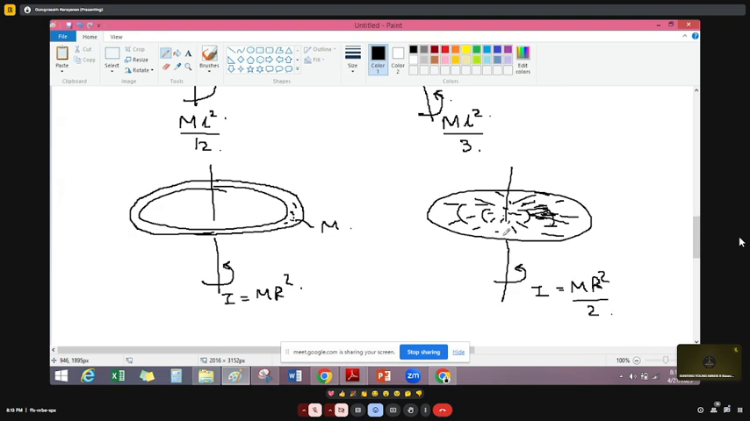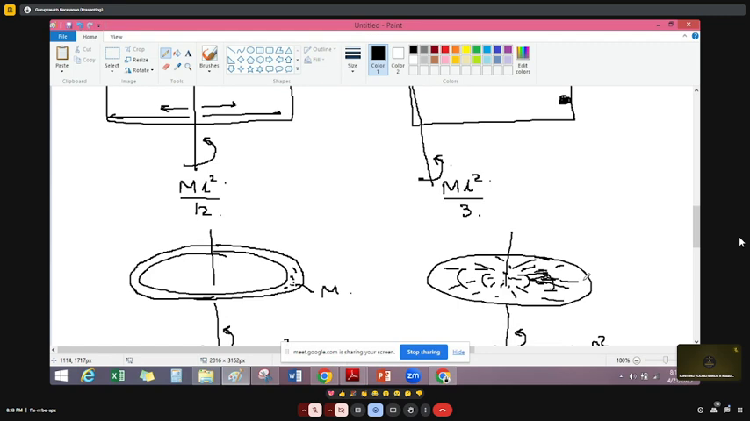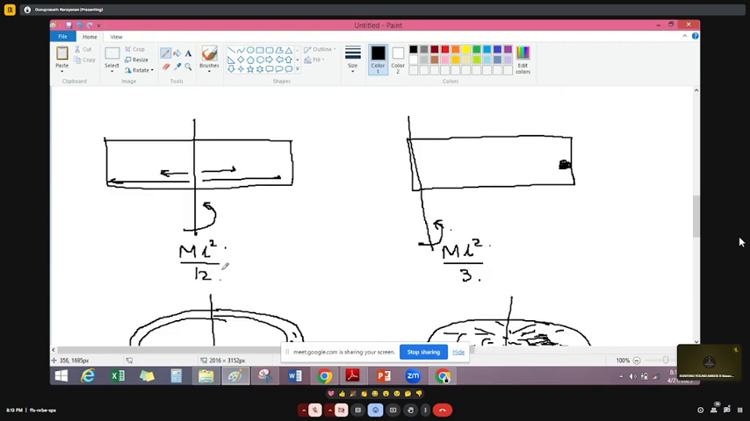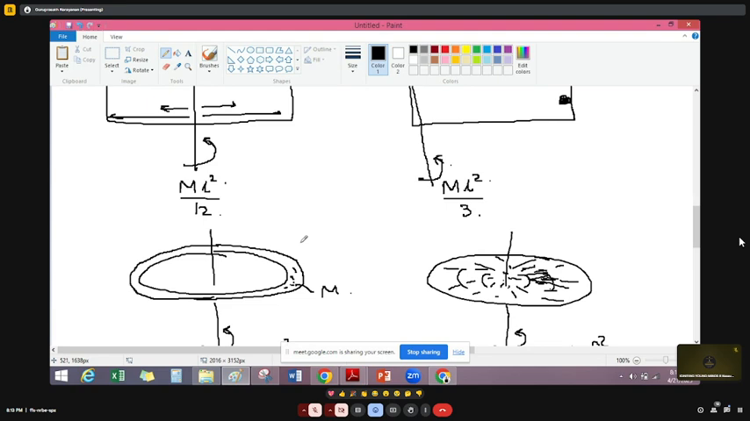Okay, so you should understand that ring is higher, disk is lower because mass is distributed closer to the axis. So if you understand this logic and study, you will not make mistakes or interchange the formulas. Very often students will get confused whether it's ml squared by 12 or ml squared by 3. If you understand this logic, you will know which one is higher and which one is lower.